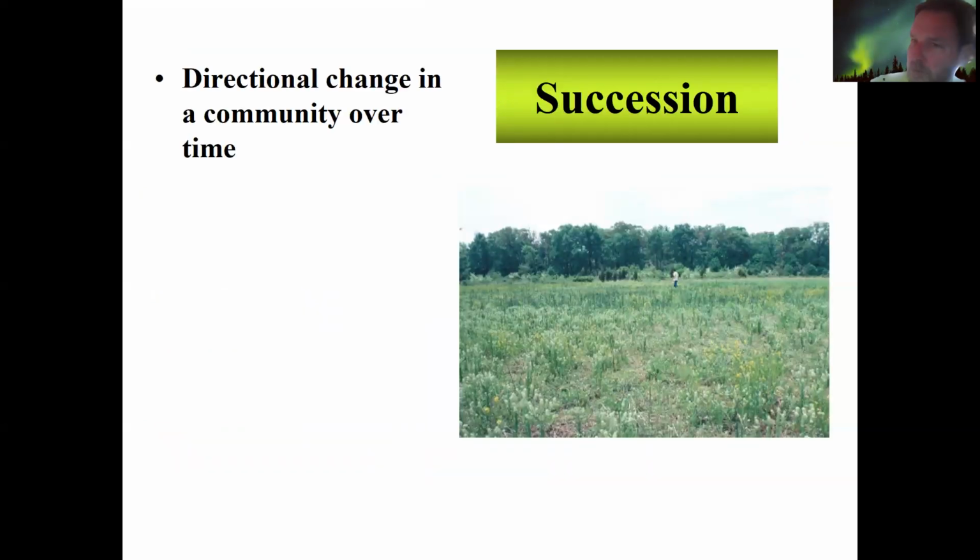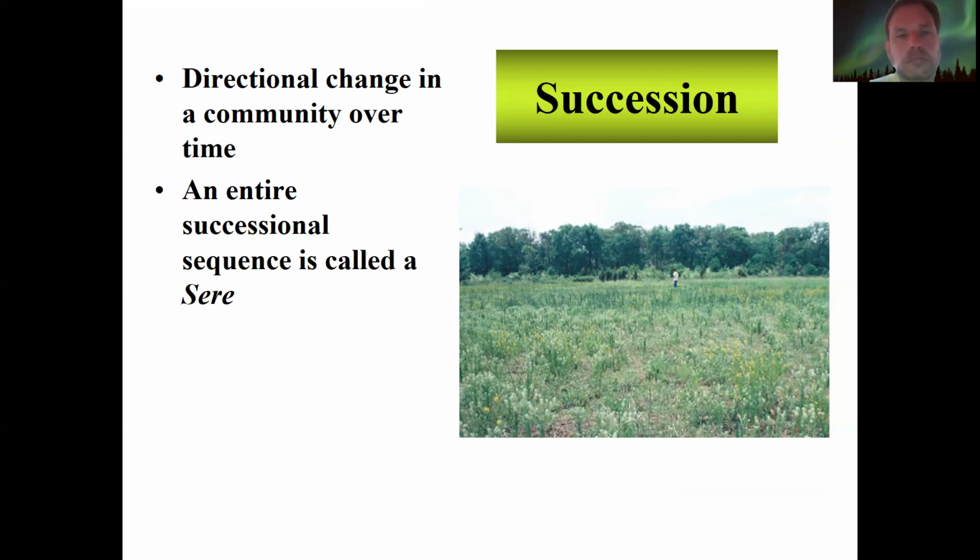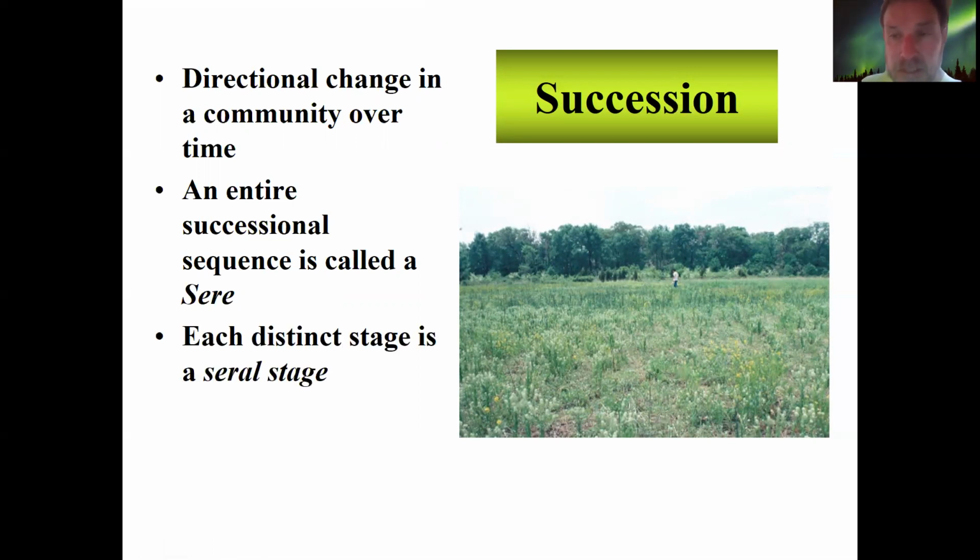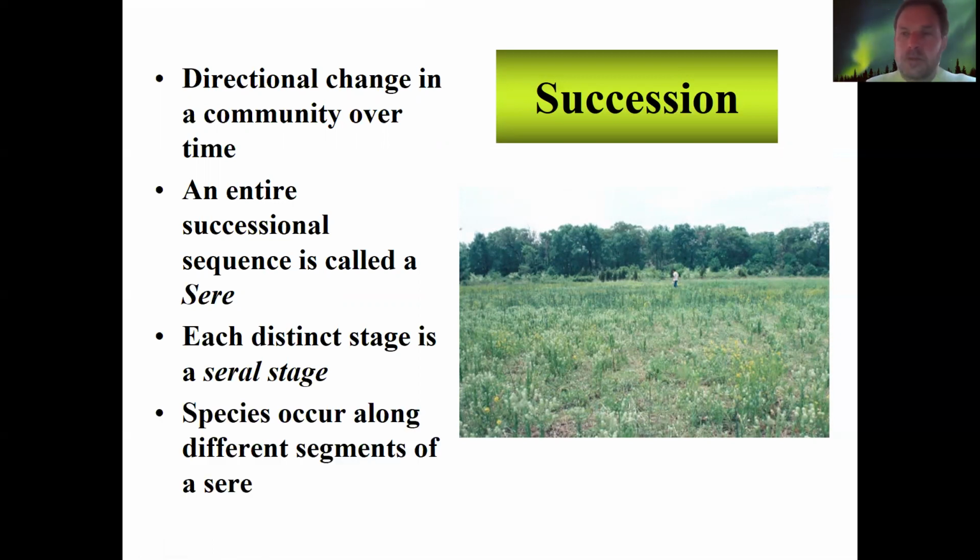So succession, if you want a definition, is a directional change in a community over time. And this field here is going to eventually, if abandoned, grow back into something like this. It'll have typical stages, even though it's a continuum. Each stage is called a seral stage, and this continuum is called a sere. And species come and go along different segments of this sequence of succession called a sere.